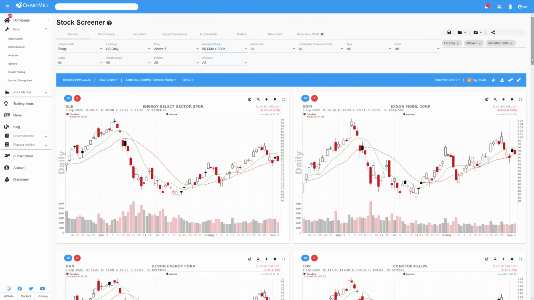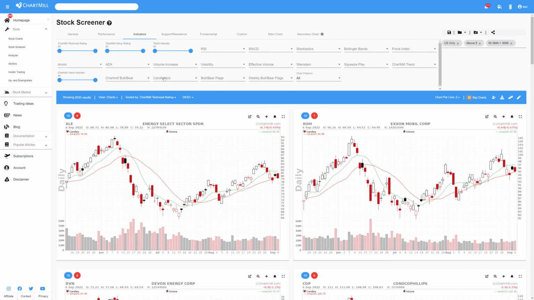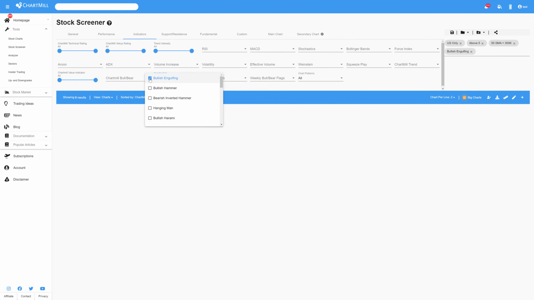Now, to use the candlestick filter, the bullish engulfing filter, just select the indicator step and below candlestick open the drop down menu. Now ChartMill is capable of identifying bullish engulfing patterns on the daily chart and also on a weekly chart. Just keep in mind that it's not possible on an intraday chart. So in this case, I'm going to select the bullish engulfing pattern on the daily chart.